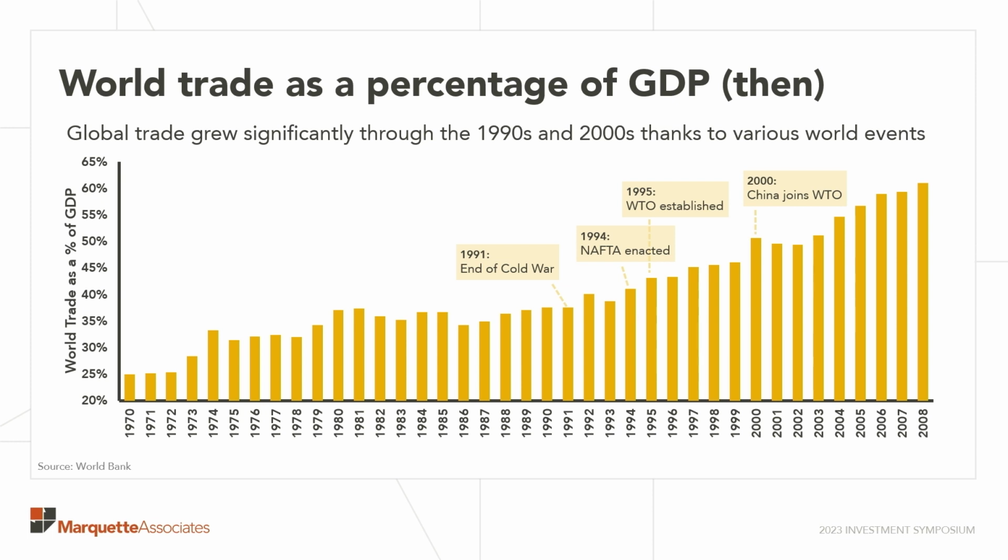Now, there are several world events that pushed global trade higher. You had the end of the Cold War in the early 90s. North American Free Trade Agreement was enacted in 94. The World Trade Organization, that was established in 95. And China joined said organization in the year 2000. So these world events, along with several others, pushed global trade higher. Now, this data shows this through 2008. Later on in the presentation, we're going to revisit this data and see what it's done since then.